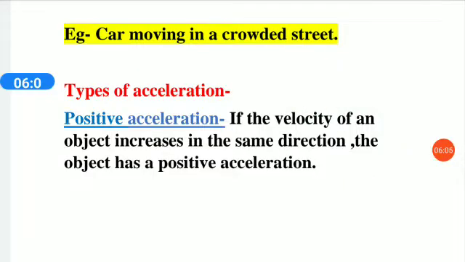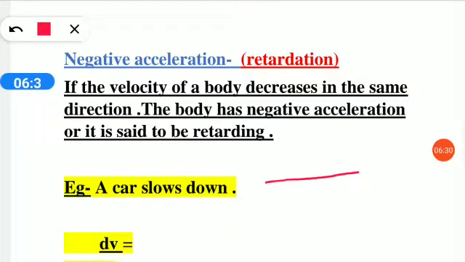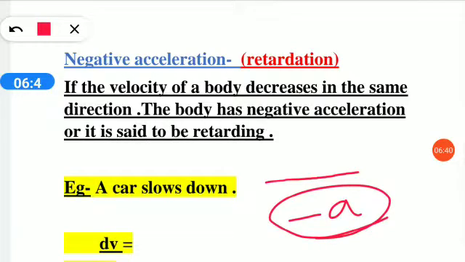But if the velocity of a body decreases in the same direction, the body has negative acceleration, or it is said to be retarding. For example, a car slows down. So if the body is decreasing in the same direction, whether in direction or in magnitude, in both cases this is called your negative acceleration, minus a.